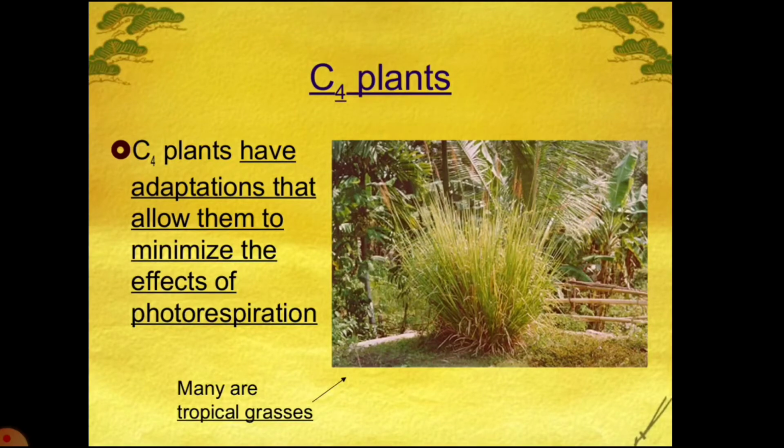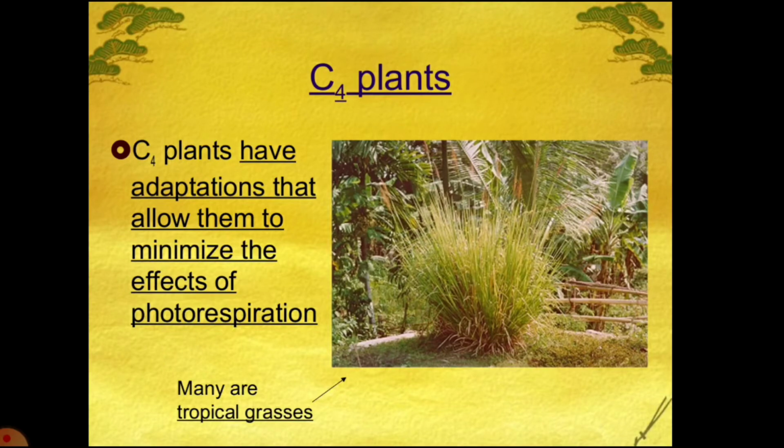C4 plants are special. They have a special type of leaf anatomy. They can tolerate higher temperatures and they show a response to high light intensities. They lack a process called photorespiration and they have greater productivity of biomass.